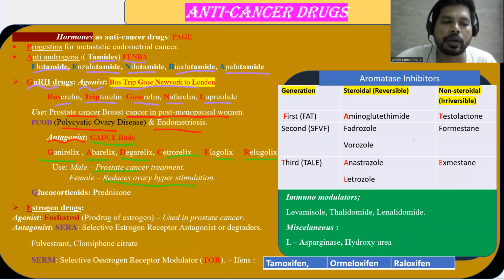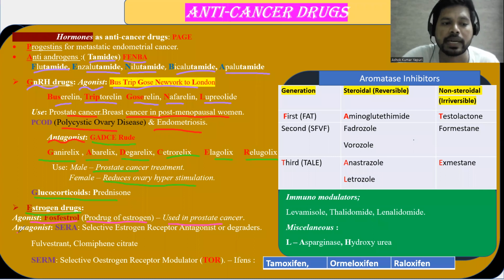And next, glucocorticoids. Glucocorticoids like prednisone are used in the treatment of cancer, especially because they decrease inflammation, as glucocorticoids have excellent anti-inflammatory properties. And next is the estrogen drugs. In the agonist category, the example is fosfestrol. It is a prodrug of estrogen used in the treatment of prostate cancer.